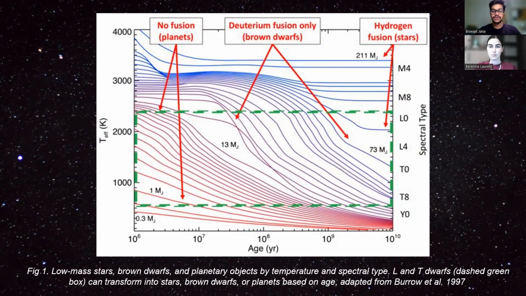This paper shows the evolutionary tracks for low-mass stars, brown dwarfs, and planetary mass objects. It illustrates the relationship between the effective temperature, which is T effective as shown here in Kelvin, and the spectral type of these objects as they age over years. The lines in the figure represent the individual objects and they are color-coded according to their initial mass. This figure was adapted from a study by Burrows et al. in 1997. The figure also provides a visual representation of how the effective temperature and spectral type of low-mass stars, brown dwarfs, and planetary mass objects change over time. It helps in understanding the evolution of these objects and how their properties vary as they age.